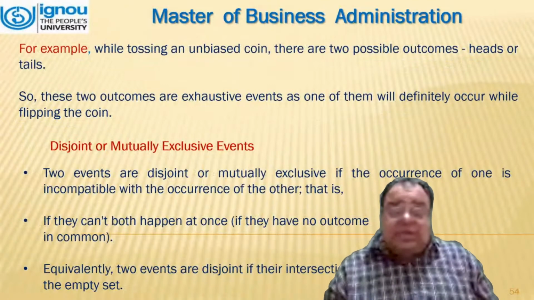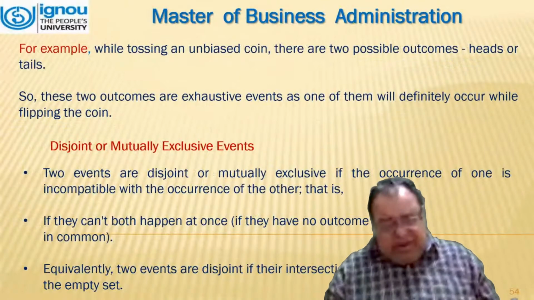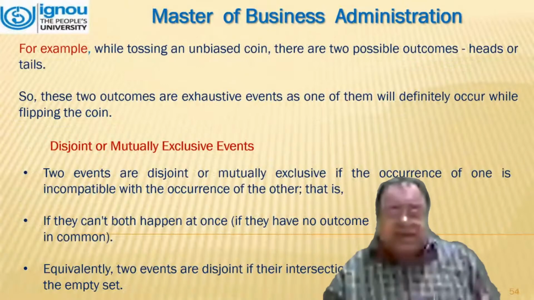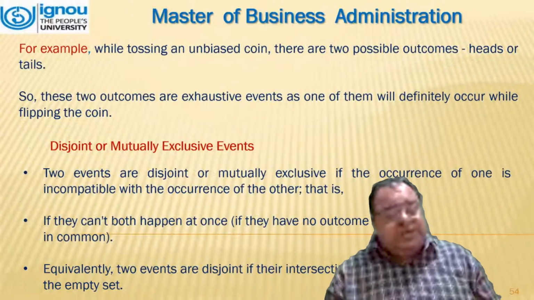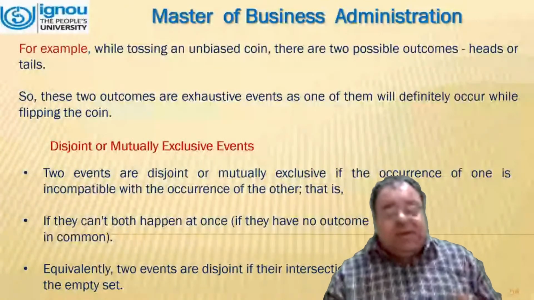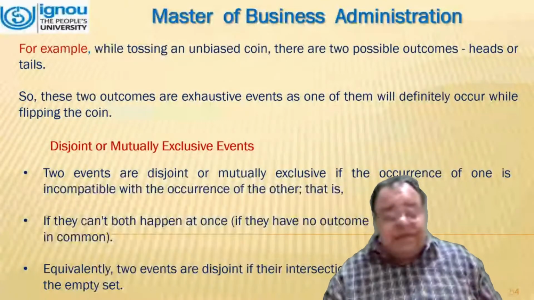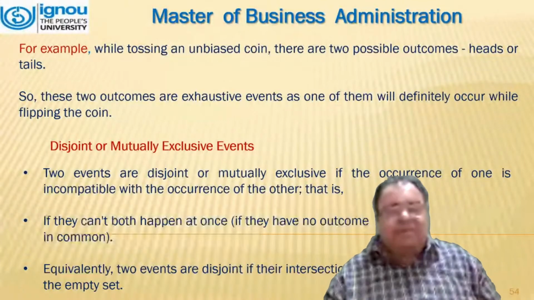Then comes your disjoint or mutually exclusive events. Two events are disjoint or mutually exclusive if the occurrence of one is incompatible with the occurrence of the other. That is, if they can't both happen at once, if they have no outcome in common. Equivalently, two events are disjoint if their intersection is the empty set.